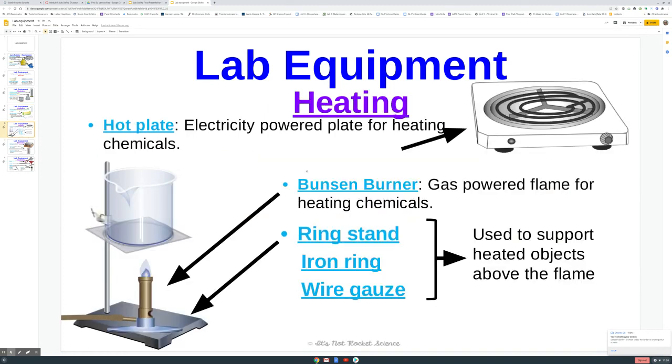Two possible ways of heating. You've got the hot plate, which would be used in our lab here at school because we do not have gas, so we can't use Bunsen burners. But a ring stand and iron ring and wire gauze is what holds the beaker up over the flame if we were to use a Bunsen burner for heating objects.